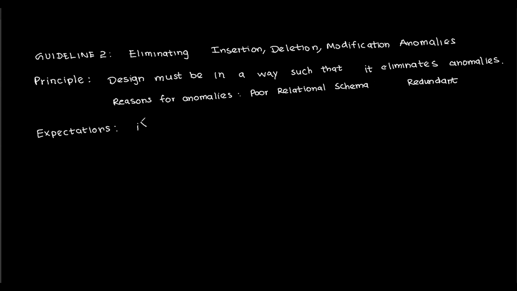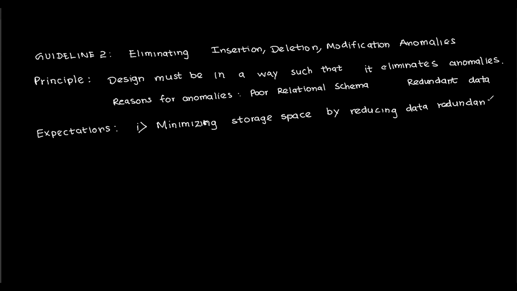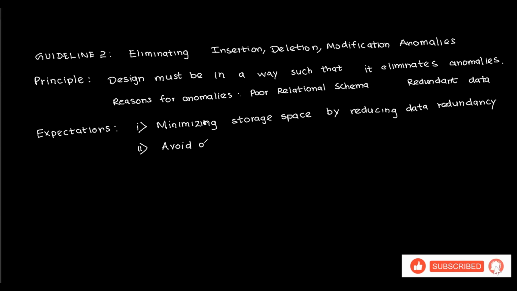So the expectations: the first one is minimizing storage space by reducing data redundancy, which will ultimately help us to eliminate anomalies. So we'll avoid anomalies. This is what we expect to do with guideline 2.